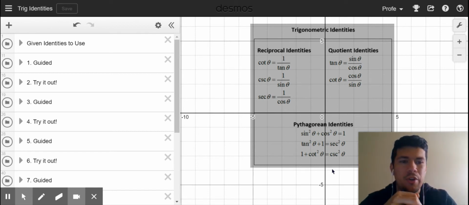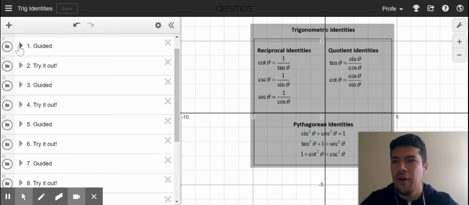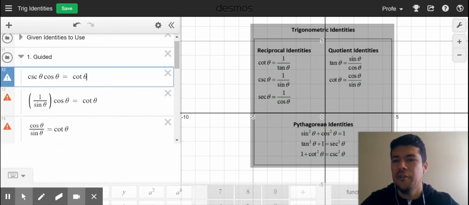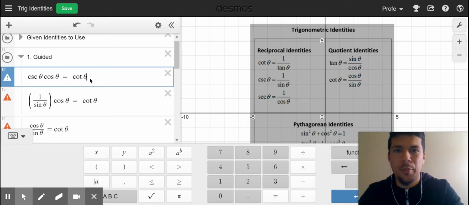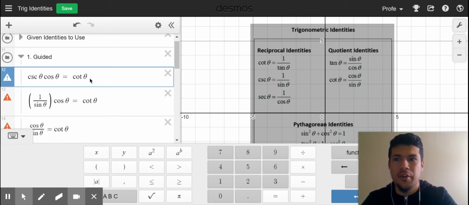All right, so I'm going to run you through a couple of examples of how you prove trigonometric identities. In this Desmos file, I have 10 identities for you, and 5 of them are guided. So the very first one is a simple statement that says the cosecant of theta multiplied by the cosine of theta is equal to the cotangent of theta. Now, this is a true statement. All of these are true statements. Your job is simply to simplify one of the sides of the problem, only one side, and to prove that it is equal to the other side.